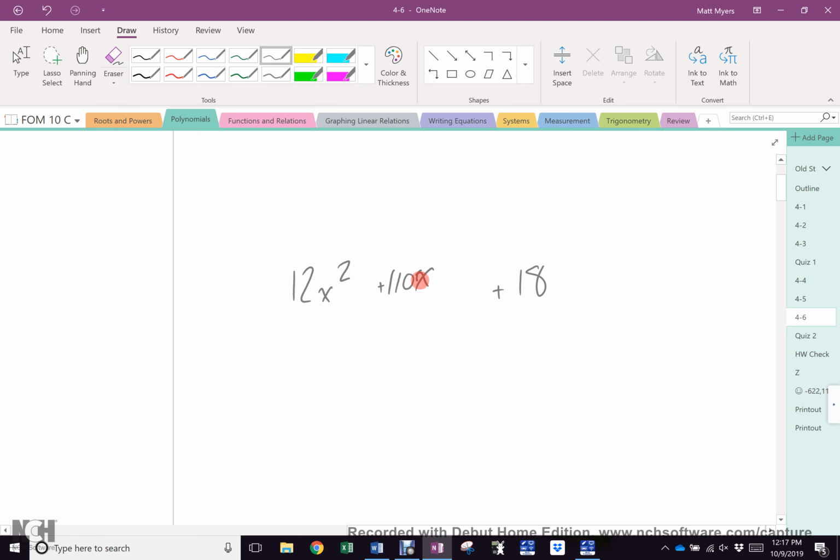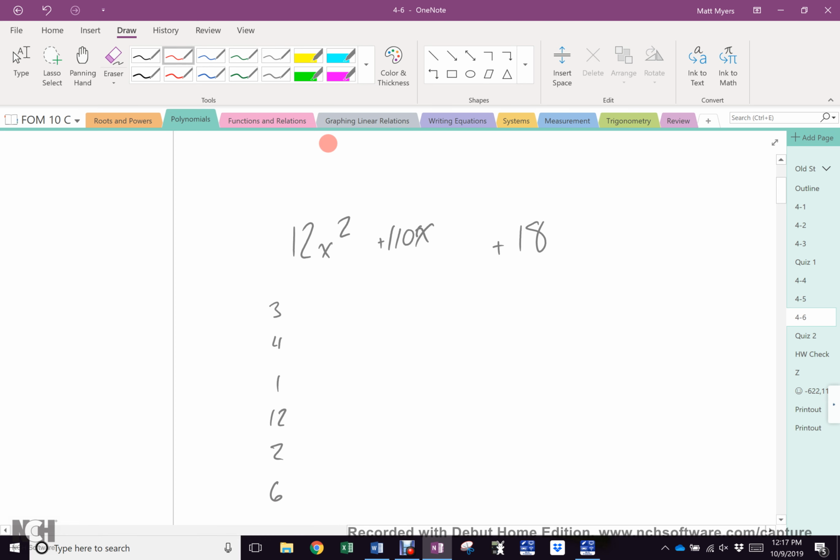Now, if you're going to guess and check, what are my factors of 12? 3 and 4, 1 and 12, 2 and 6, right? Everyone agree? So my answer could be 3 and 4. It could be 4 and 3. It could be 1 and 12. It could be 12 and 1. It could be 2 and 6. It could be 6 and 2. Does everybody understand? And we haven't even talked about 18. What could 18 be? 1 and 18, or 18 and 1. 2 and 9, or 9 and 2. 3 and 6, or 6 and 3. And all of a sudden, you're guessing and checking 87 pairs of factors.